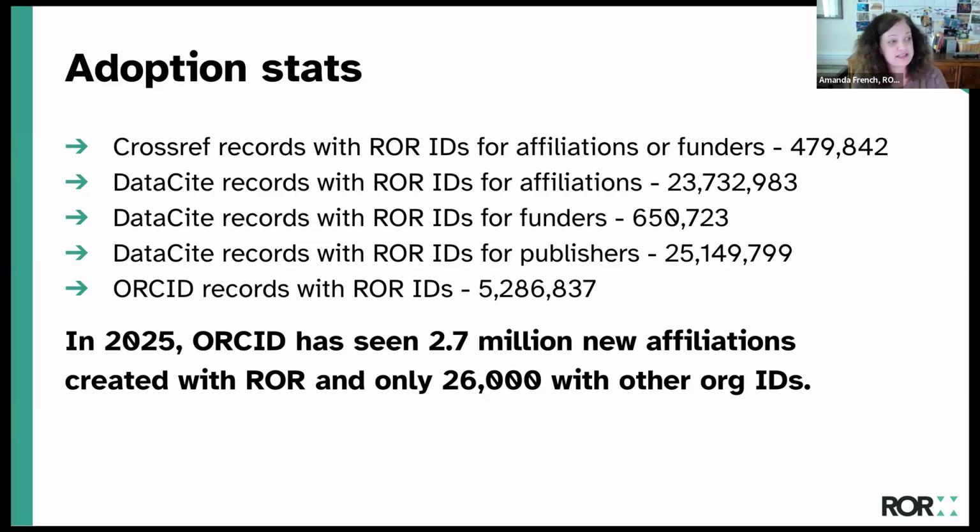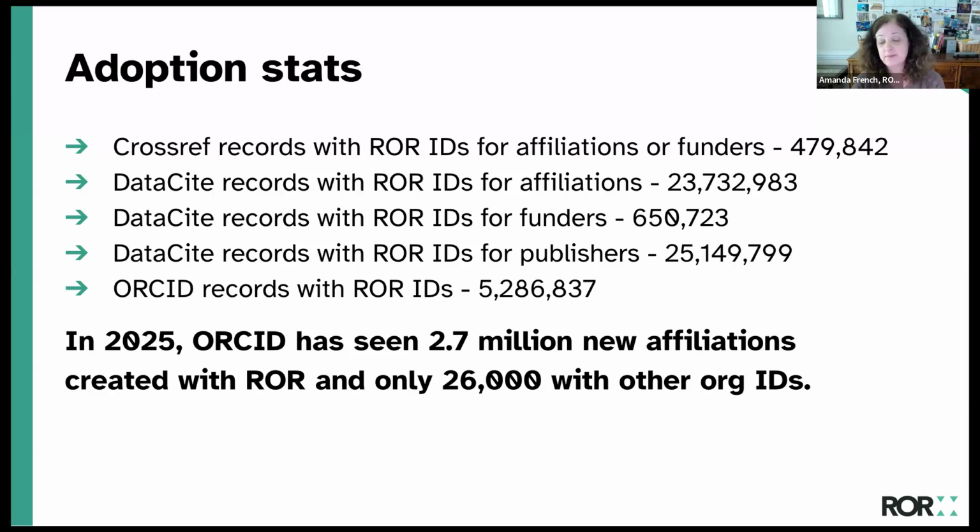And DataCite records with ROR IDs for publishers that are identifying the publisher of a particular record is over 25 million. And then I would just remind people too that that field publisher in DataCite records is usually, for instance, an institution that is hosting a repository. It's not a scholarly publisher in the way that we usually think of it. But nevertheless, for those organizations that are publishing the material that DataCite is assigning DOIs to, there's plenty of those that are using ROR IDs to identify themselves.